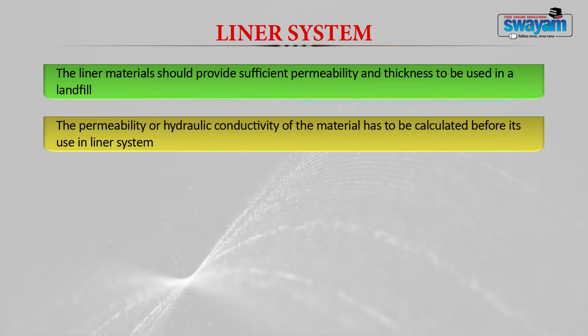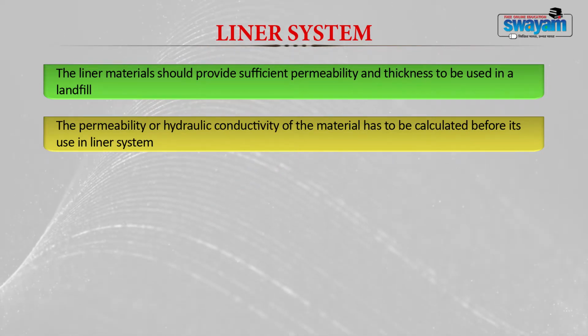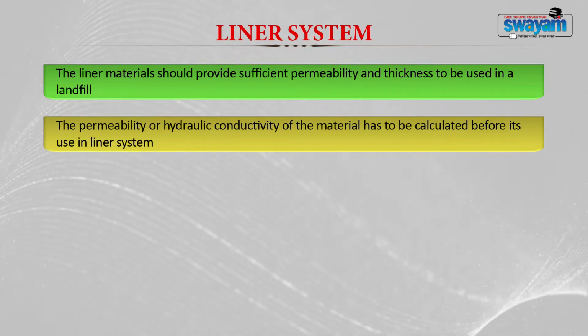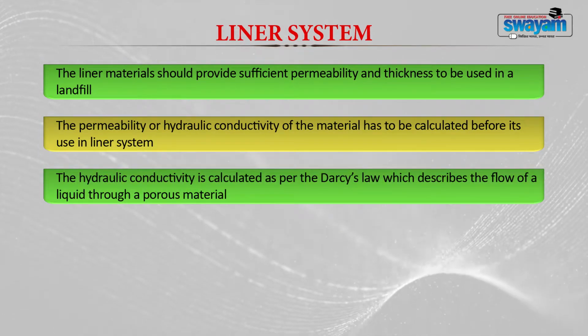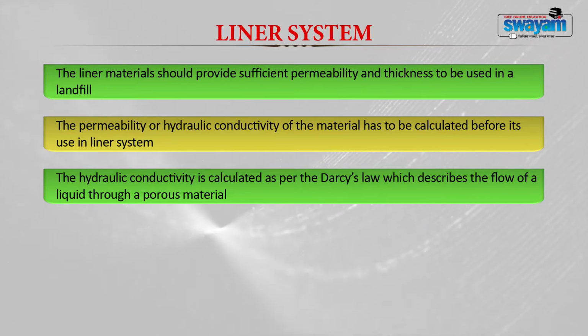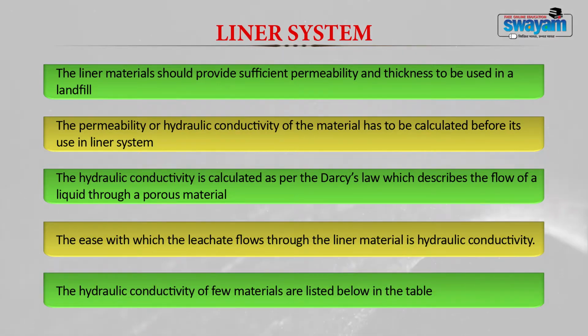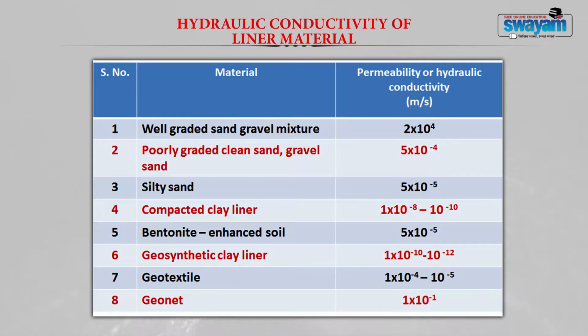Now, the permeability or hydraulic conductivity of the materials is calculated before installing or using them in a liner system. They are generally calculated based on Darcy's law, which describes the flow of a liquid through a porous material. Now, the ease with which the leachate flows through the liner material is called the hydraulic conductivity. The hydraulic conductivity of a few materials is listed in the table. Now let us see the different hydraulic conductivities of different materials that are used in the liner system.